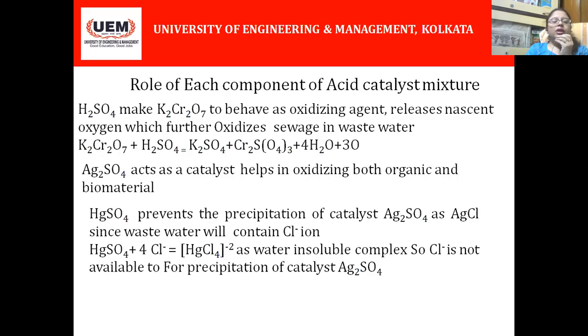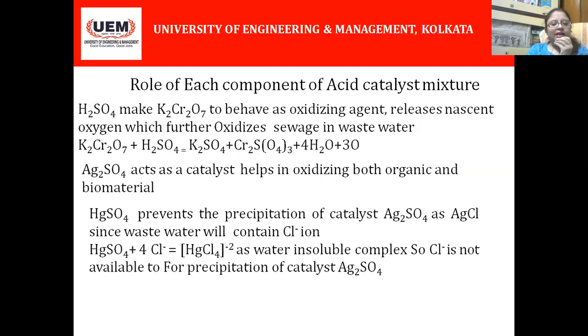Now, there is one acid catalyst mixture that we are going to use in this titration. It is the mixture of sulfuric acid, silver sulfate, and mercuric sulfate. Now, what are the roles? Sulfuric acid helps potassium dichromate to behave as an oxidizing agent, and it provides the nascent oxygen, which further oxidizes the sewage present in the wastewater.